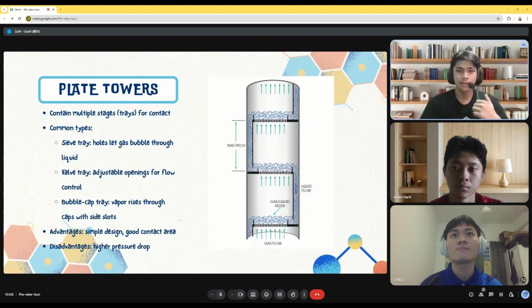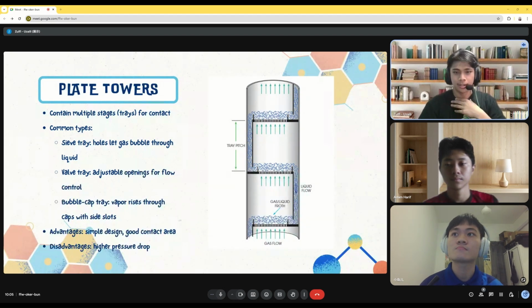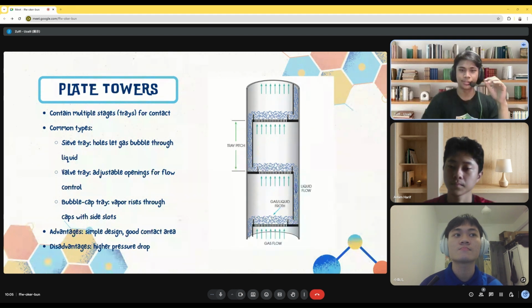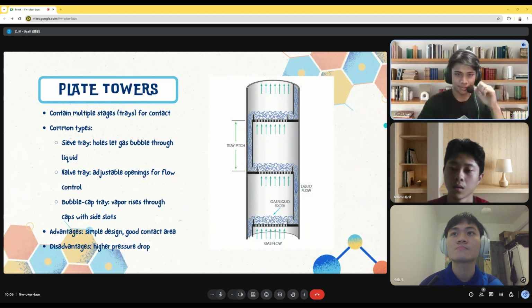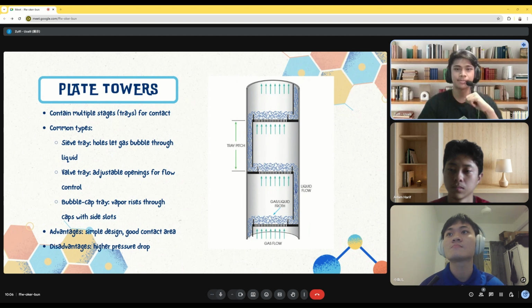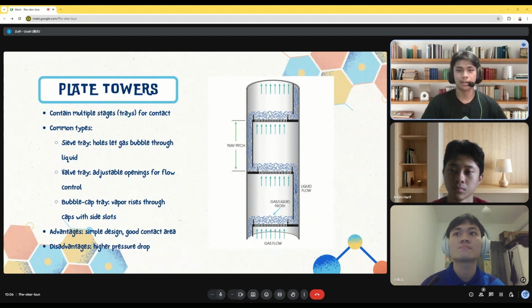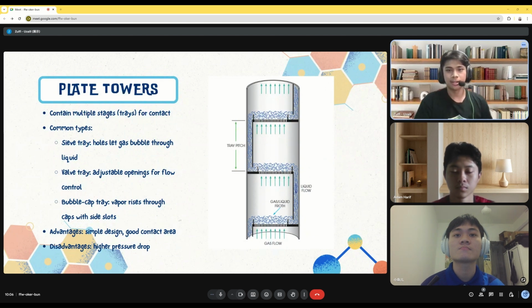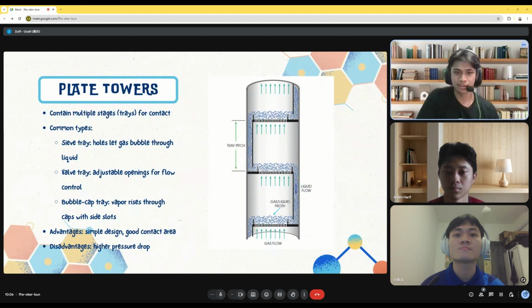Sieve tray has holes in the tray, allowing gas to bubble through the liquid. It is cheap and simple, but limited to certain flow rates. Valve tray has small lift valves that automatically open or close depending on gas flow. It can handle a wider range of operations and is more flexible. The last one is bubble cap tray. The gas rises and is directed sideways through caps with slits, creating bubbles in the liquid. It's very efficient but also quite expensive. That's why it's less common now.